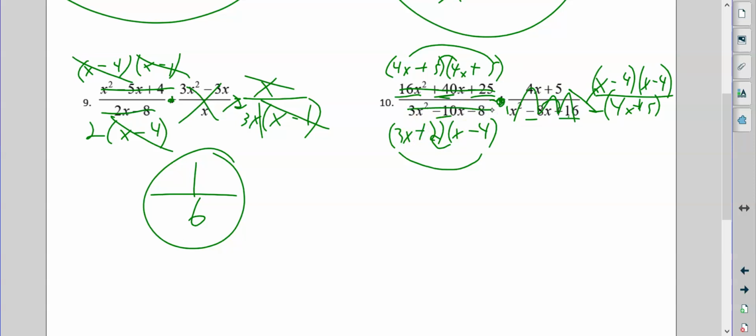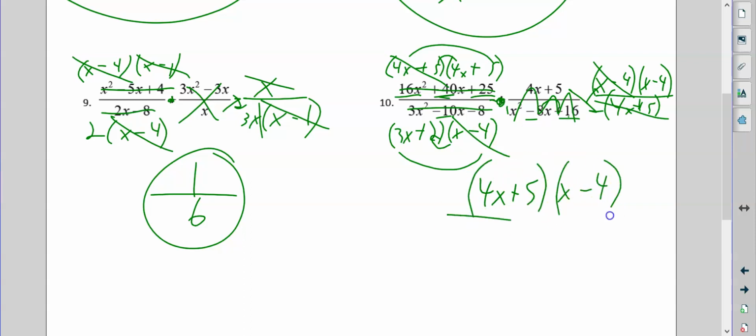That's gone. Now I'm ready to have fun. 4x plus 5, 4x plus 5. X minus 4, x minus 4. What's left on top? The 1, 4x plus 5, the x minus 4, and the 3x plus 2 on the bottom, and that's it.